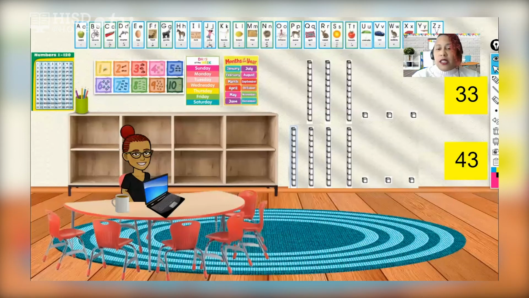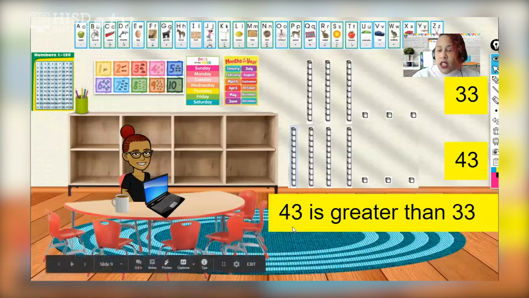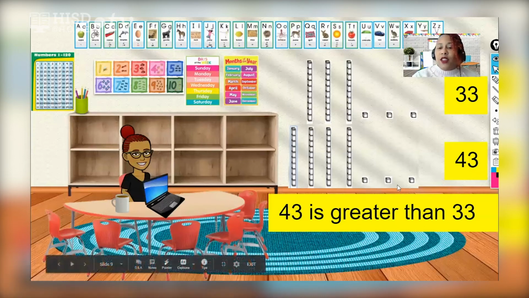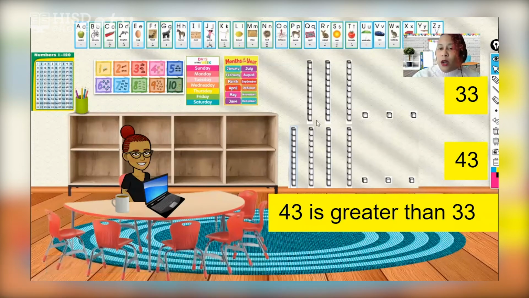So if the second picture is modeling 10 more, that tells me what? Is 43 greater than 33, less than 33, or equal to? Remember, less than means it is worth a smaller amount. Greater than means it's more. And equal to means it has the same value. When I look at this model, I can tell that 43 is greater than 33 because 43 has a larger value than 33. There are 4 tens and 3 ones in the number 43, but only 3 tens and 3 ones in 33. So therefore, I know 43 is greater than 33.